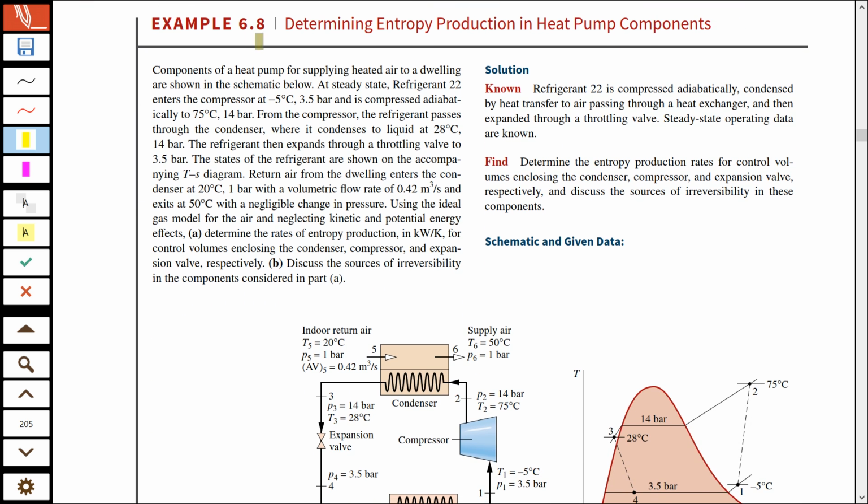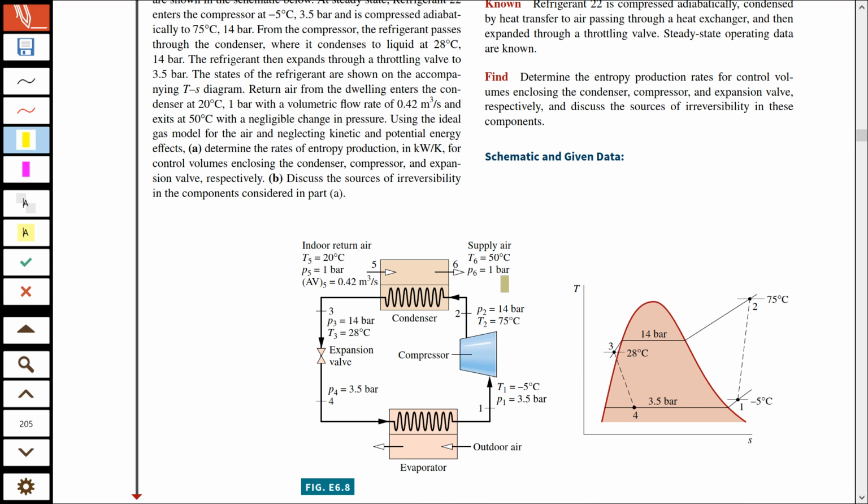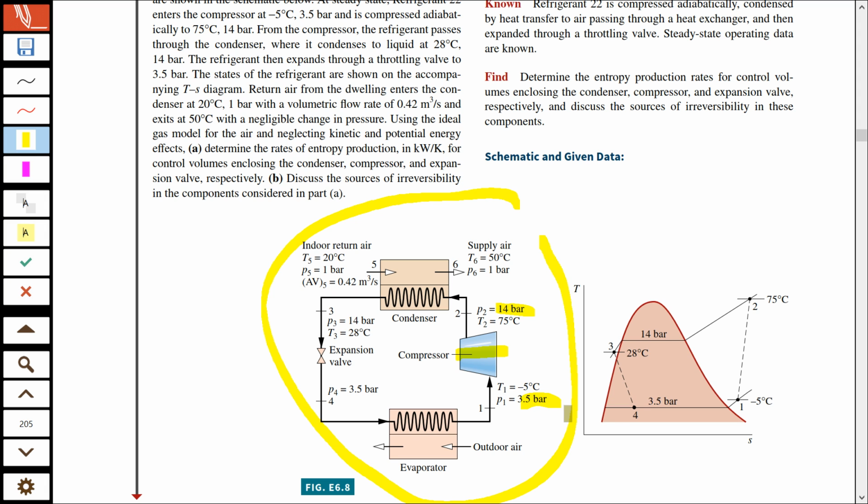I think we can leave this example, 6.8. If you want, you can actually work this out. I don't see any complication in this. You have a cycle, of course, which has a compressor, two states given at the inlet and exit. Then you have an evaporator, again, two states.